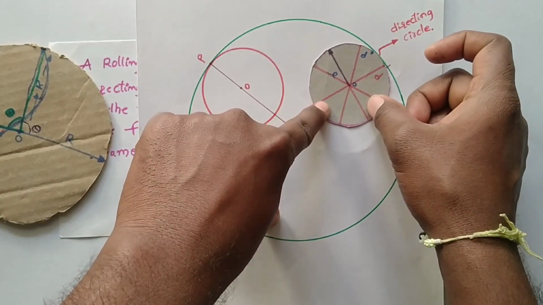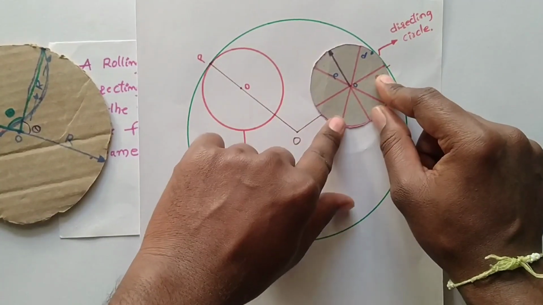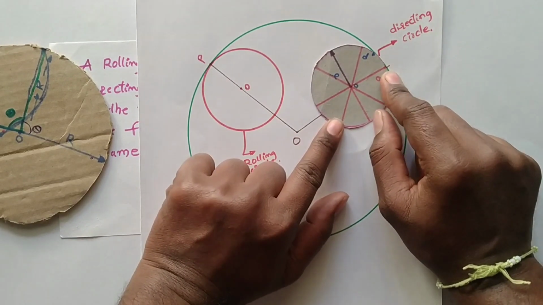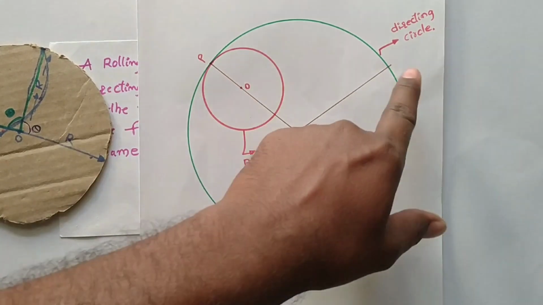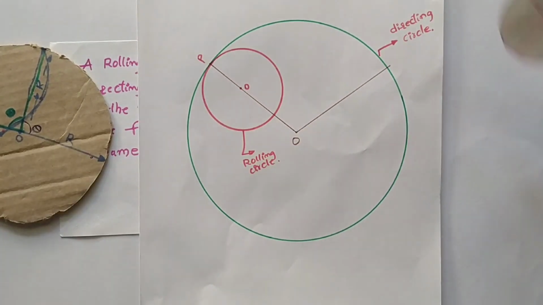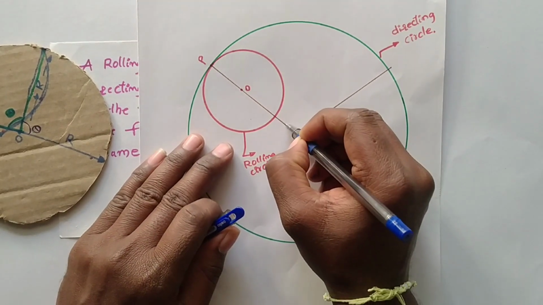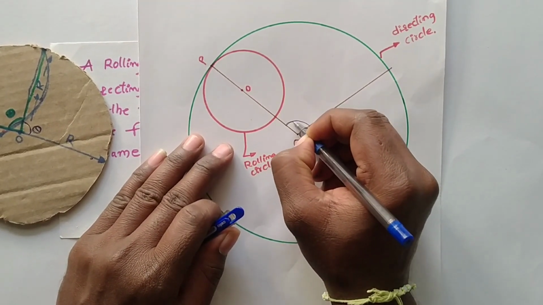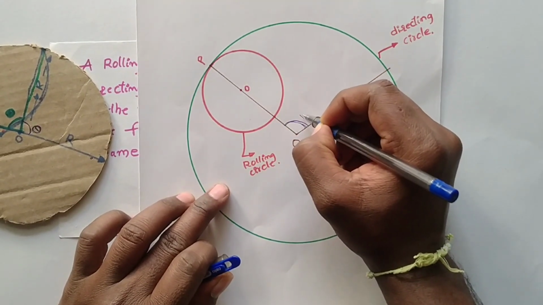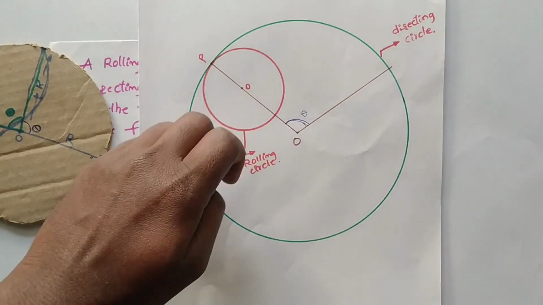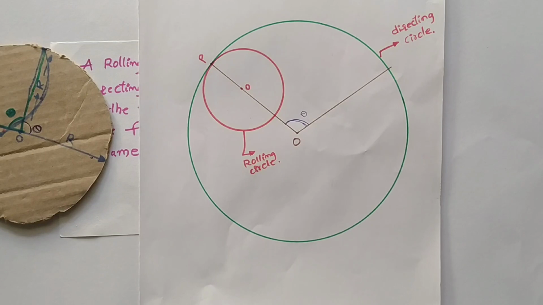After completion of one full rolling, the point P again reaches the topmost side. The rolling circle starts rolling here and ends here. Here we have some angle of full rolling. When the rolling circle completes its full rolling from here to here, it makes some angle on the directing circle, this is T. You have to find this internal angle.